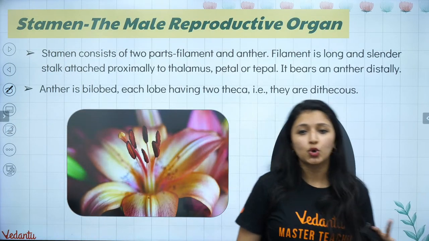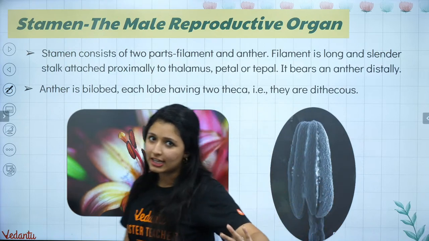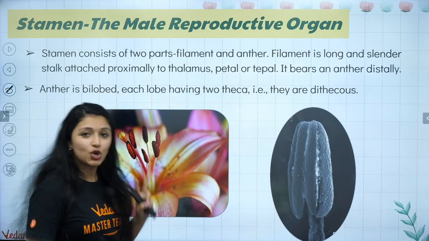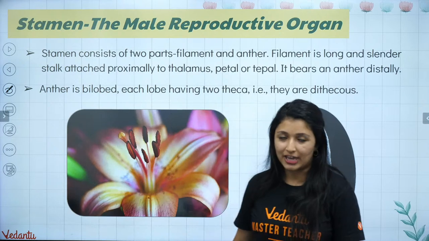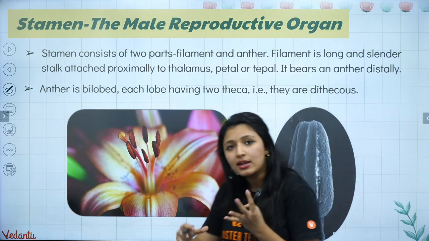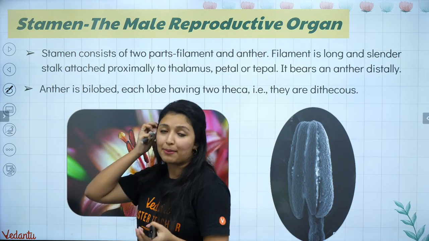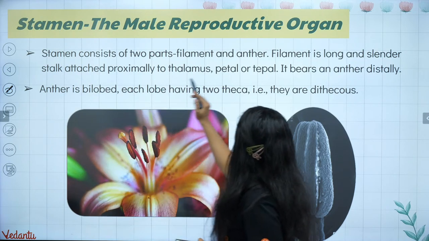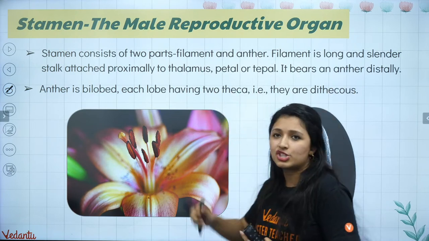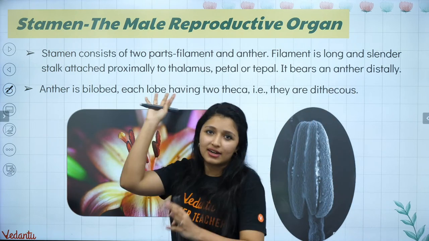Now, stamen has two parts, like I said. This is something we already learned, right? So, stamen has two parts, anther and the filament. And anther is actually the region where the process of gametogenesis and the gamete transfer, everything happens. Filament is long and slender. It is just helping to attach the anther at a height.